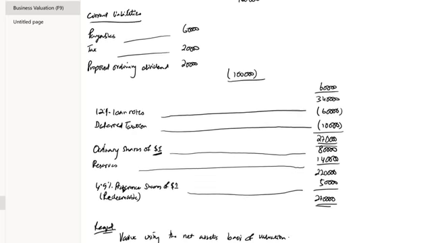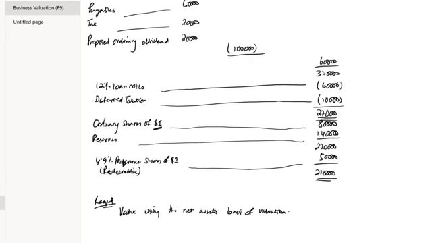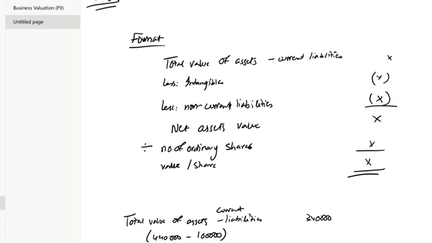Then we have loan notes for 60,000. Deferred taxation was mentioned as 10,000. Ordinary shares of $1, that makes $80,000. Reserves were 140,000, and then we have preference shares that are redeemable for 50,000. We need to compute the value of the business using the net assets.